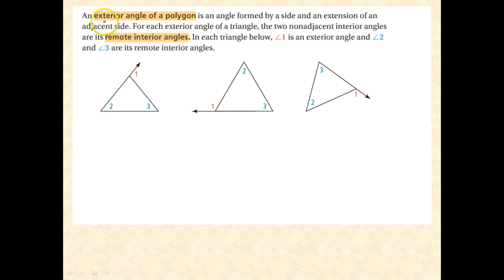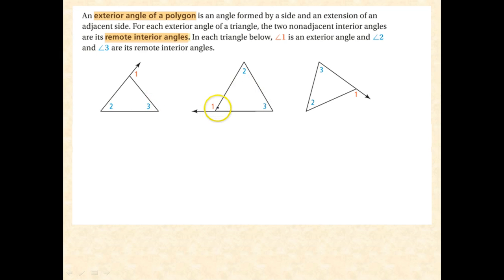Okay, so let's talk about an exterior angle of a polygon. An exterior angle is an angle formed by a side and an extension of an adjacent side. So here's the side, here's the extension of the adjacent side, and here is our exterior angle, angle 1. For each exterior angle of the triangle, the two non-adjacent interior angles are its remote interior angles. So angle 1 is our exterior angle, and 2 and 3 are the remote interior angles.